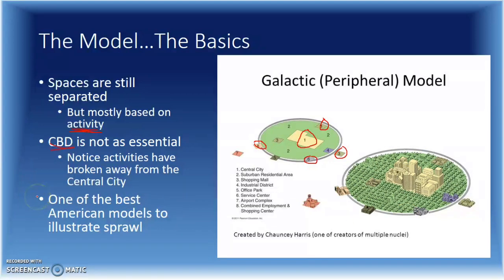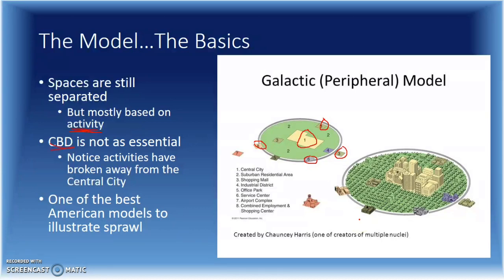The other thing that's important about the peripheral model is its illustration of sprawl. There's a lot of conversation around urban sprawl and the negative effects that it brings. And really, this is one of the best models that's going to illustrate that particular concept. Not necessarily the problems that sprawl brings, but what sprawl looks like in model form, in terms of the way that the different types of activity spaces are spread out.